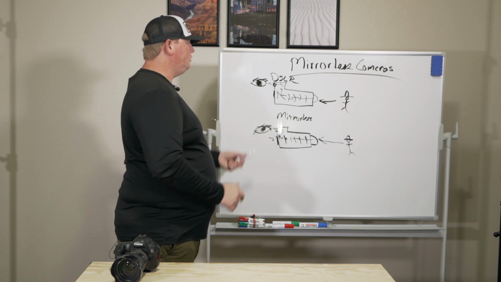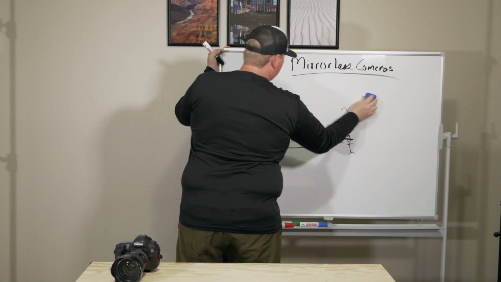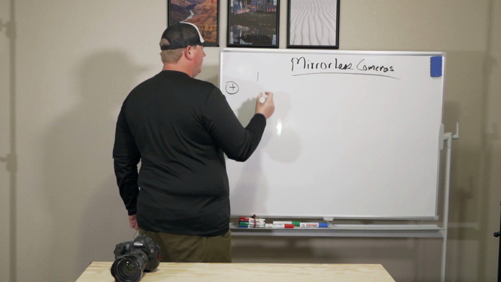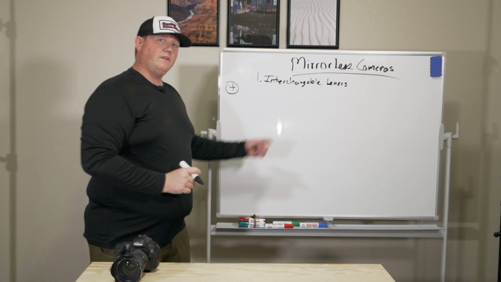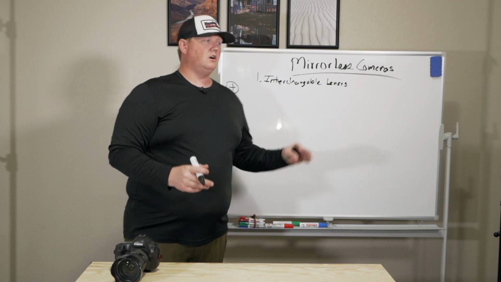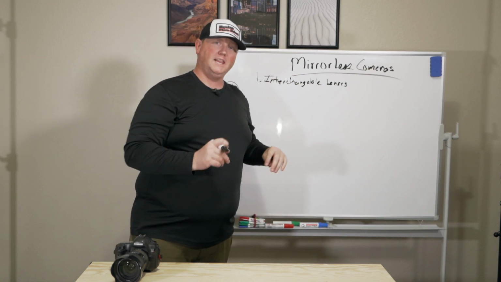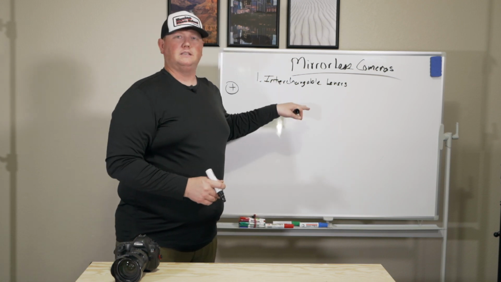Now, let's get into our positives and negatives on mirrorless cameras next. Okay, our first positive here. We've got number one, interchangeable lenses. This is huge. We haven't had that yet in our discussions on cameras. None of those cameras we've talked about, besides being able to clip some on to your camera phone, have had interchangeable lenses. So this is huge.